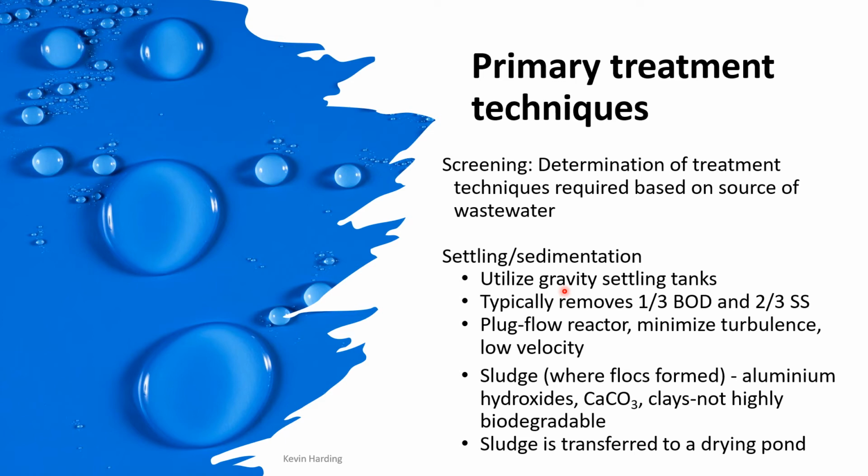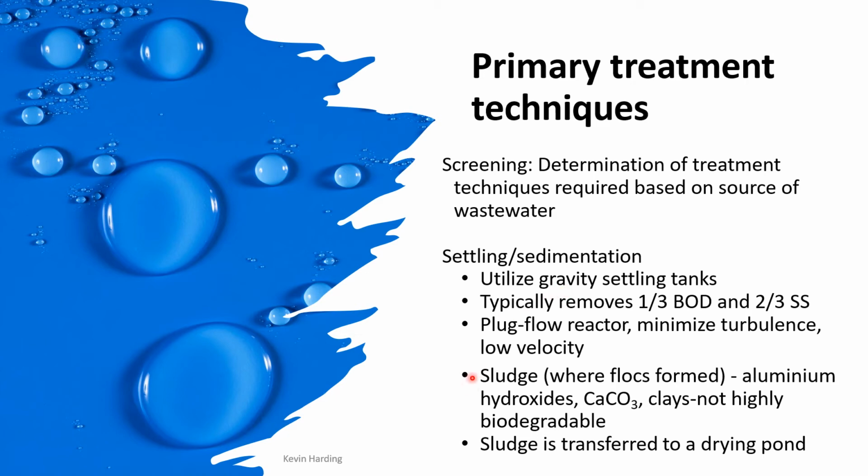It's typically modeled as a plug flow reactor to minimize the turbulence, and it has a low velocity. For a settling tank, we don't want it to be highly agitated, so there's not going to be any aeration in this. We don't want bubbles pushing the solid particles back up. We want this to flow nice and slowly so that the particles can settle.